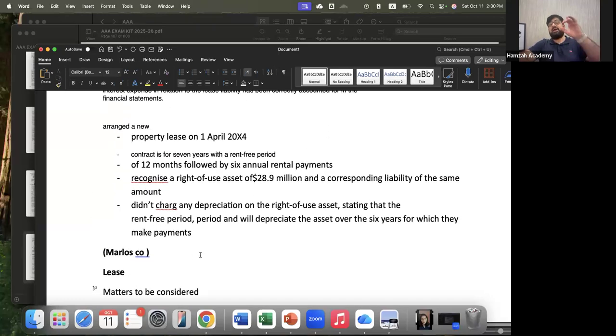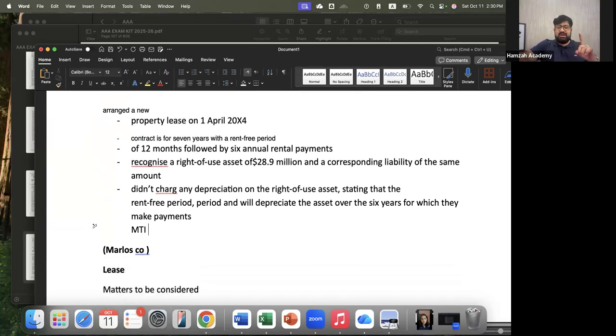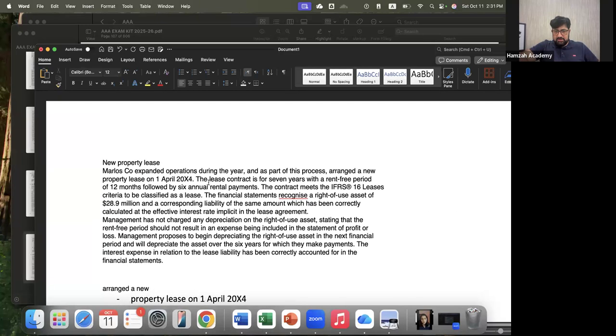First of all, remember I told you, we need to apply MTI to the same. Materiality need to be discussed. Treatment, what IFRS says and apply it to scenario. If given treatment is correct or incorrect, justify. Okay, now, and second thing they said over here, sorry, one thing.